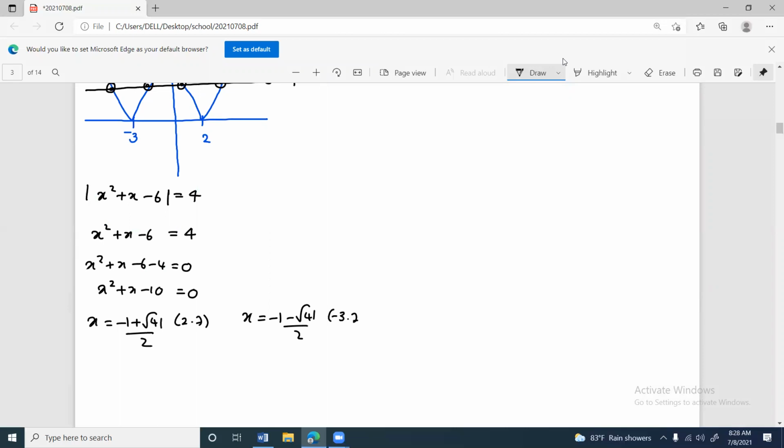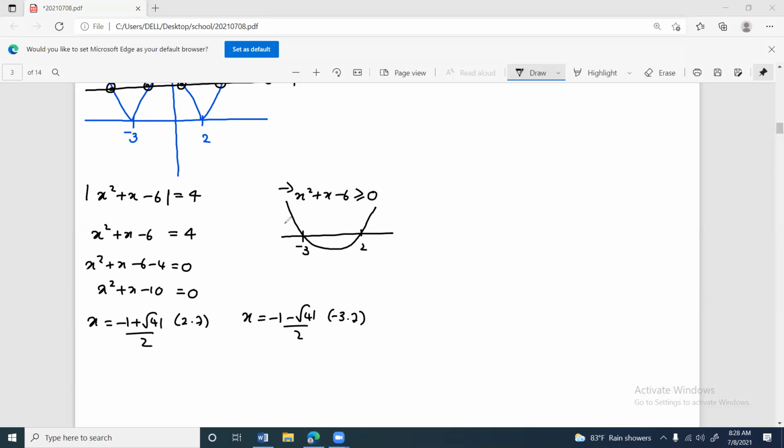Now we need to see whether both solutions are valid, or only part of them, or neither. To form this, instead of the modulus, you can write this one under the condition that x² + x - 6 is greater than or equal to 0 only. If you solve this quadratic, the roots are -3 and 2. Now you can see this graph. We know how to solve this kind of quadratic inequality. This region over here, I am referring to this area.